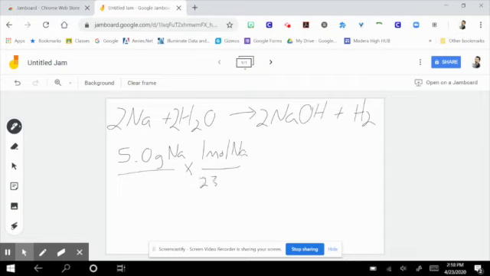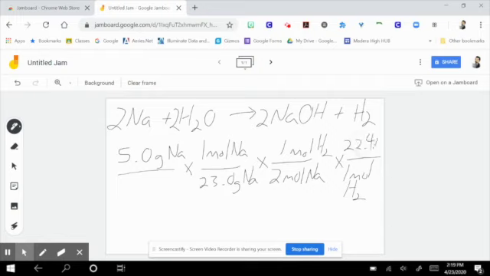Okay, so in this, we do our setup. Remember, the 23 grams is coming from the periodic table. Got our moles. Second step is to use the equation. And in the equation, it's 2 moles of sodium for every 1 mole of hydrogen gas. The last step we're going to put in there is to get it into liters. And remember, at STP, 1 mole of any gas takes up a volume of 22.4 liters. So we're going to put that into the last step.